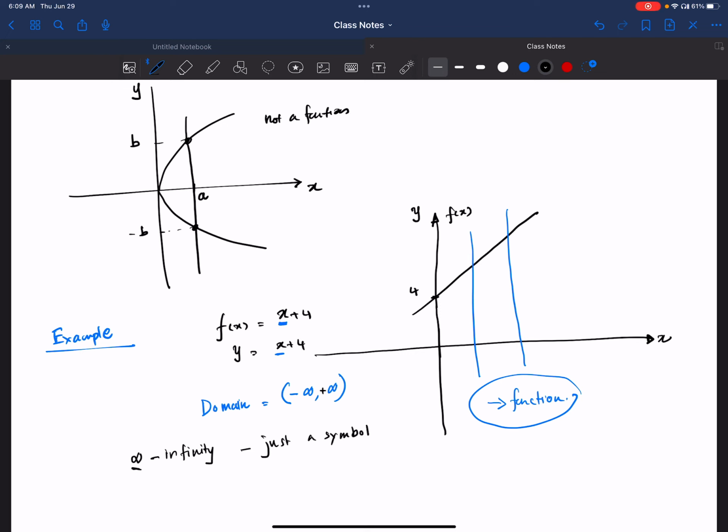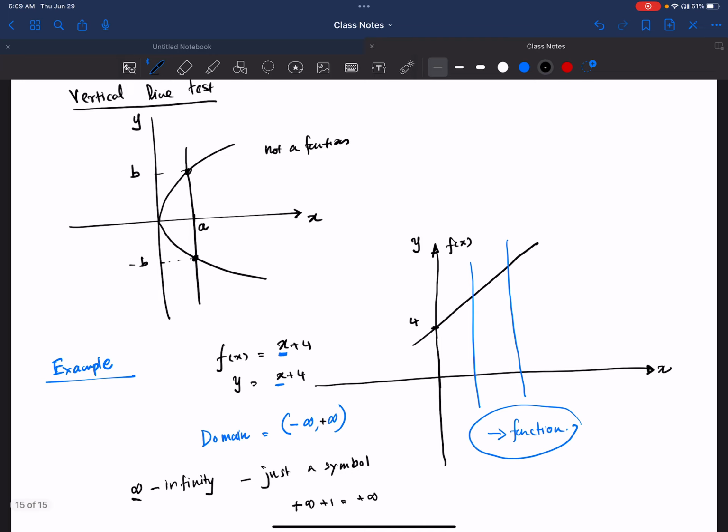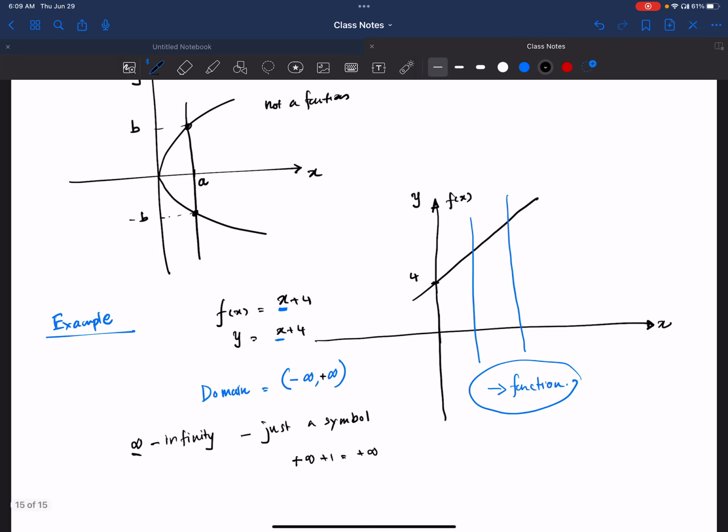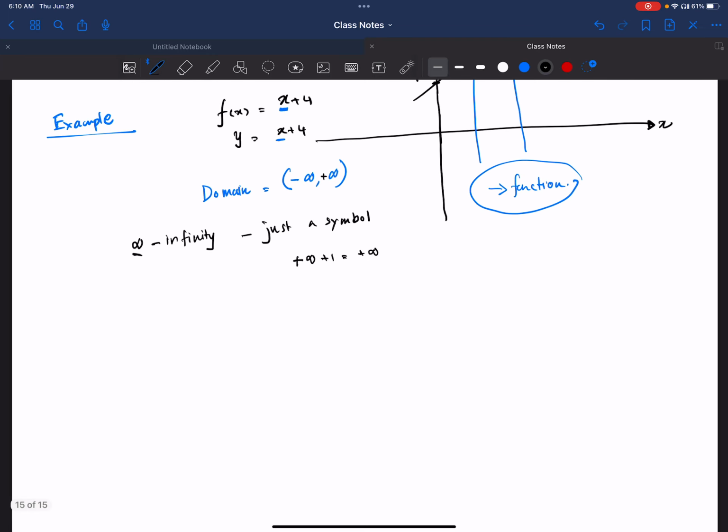Okay? And it's not valid to do infinity plus 1 equal to infinity. Well, sometimes you can take that, but it's not mathematically correct that you write like this. Okay? Okay. Let's take another example.